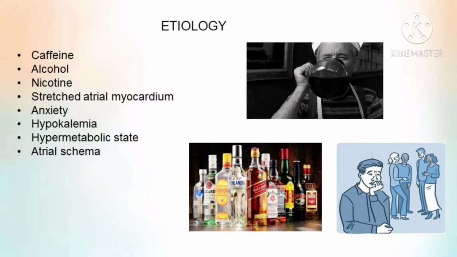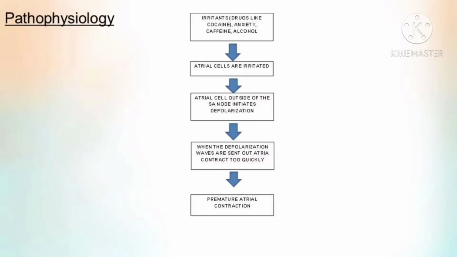The etiology or causes of premature atrial contractions are caffeine, alcohol, nicotine, stretched atrial myocardium, anxiety, hypokalemia, hypermetabolic state, and atrial edema. Pathophysiology of premature atrial contractions.